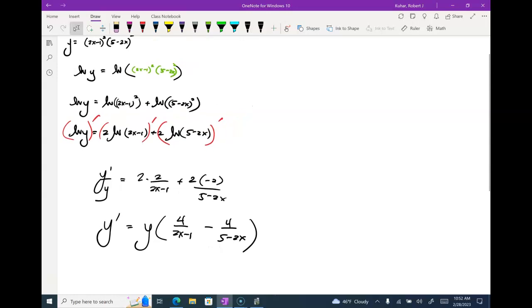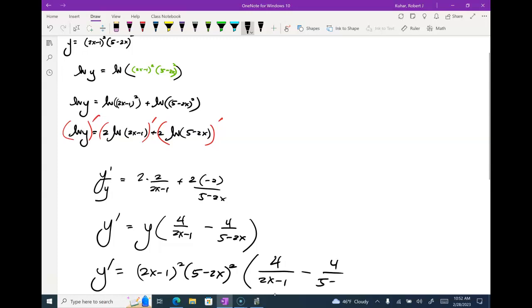Am I done? Hell no. I definitely have fractions within fractions. And I also know what y is, right? I know what y is, right? It's 2x minus 1 to the second, and there's a 5 minus 2x to the second. And I'm multiplying that to 4 over 2x minus 1 minus 4 over 5 minus 2x.